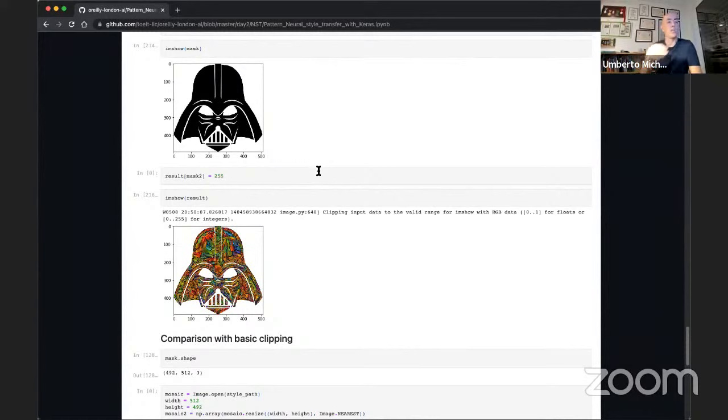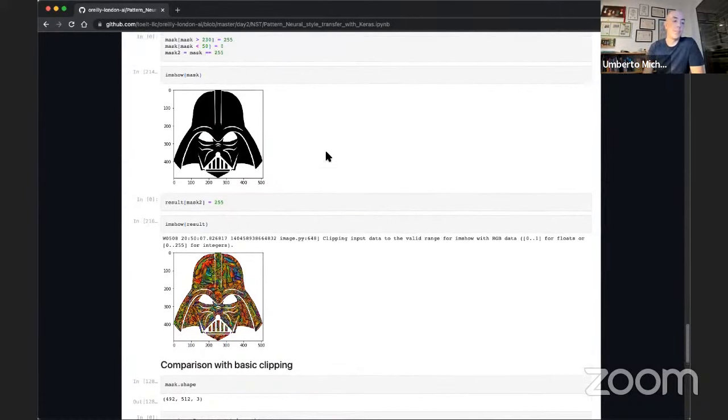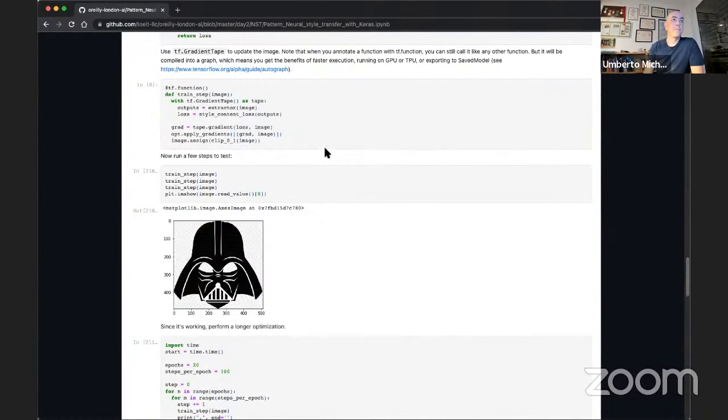If someone is curious, I can send you the link to the repository. People can have a look at it if they want to play with it. This should run relatively quickly, so you can put your image in there and just play. There are other things there too.